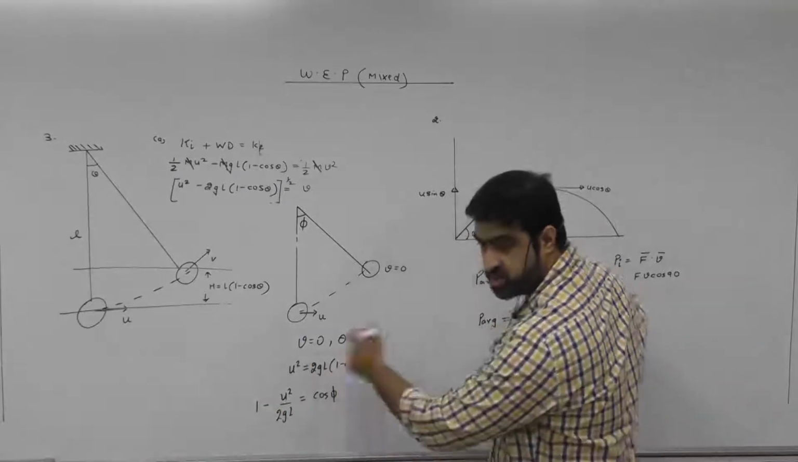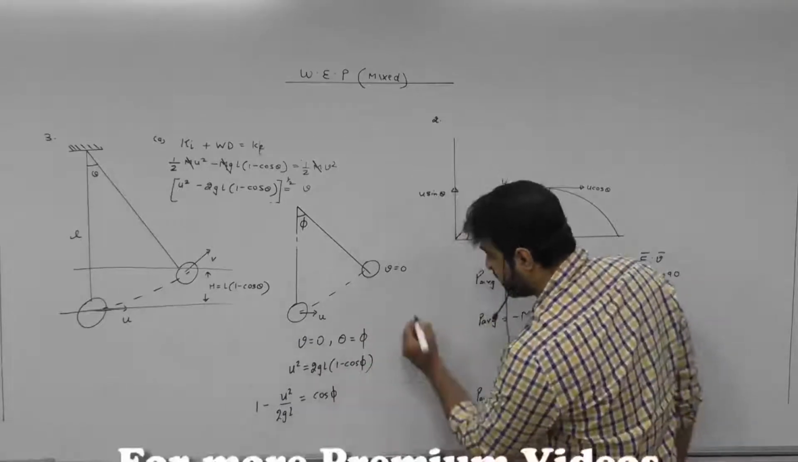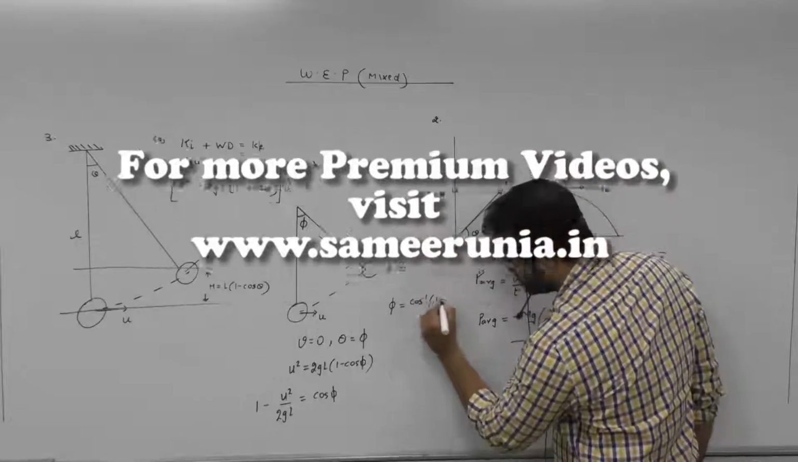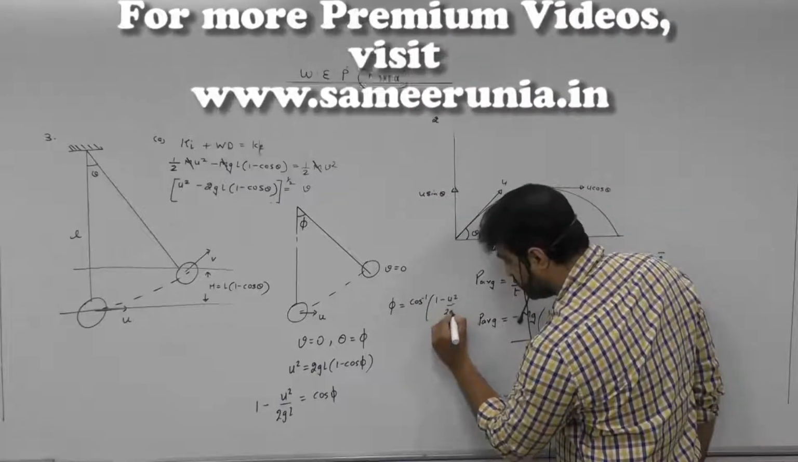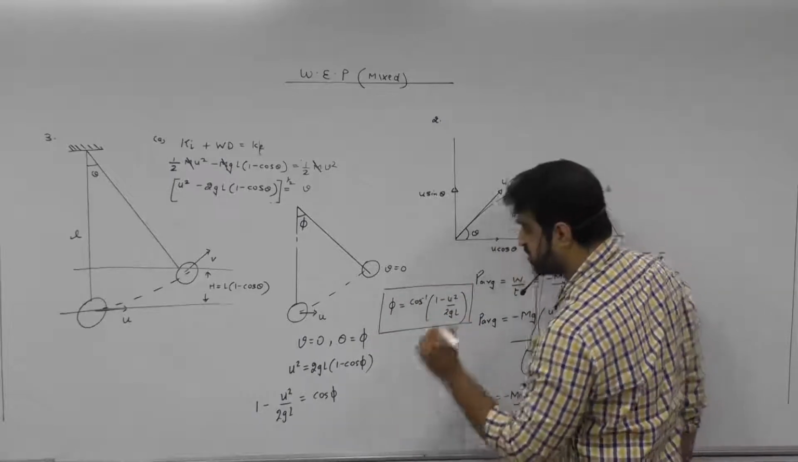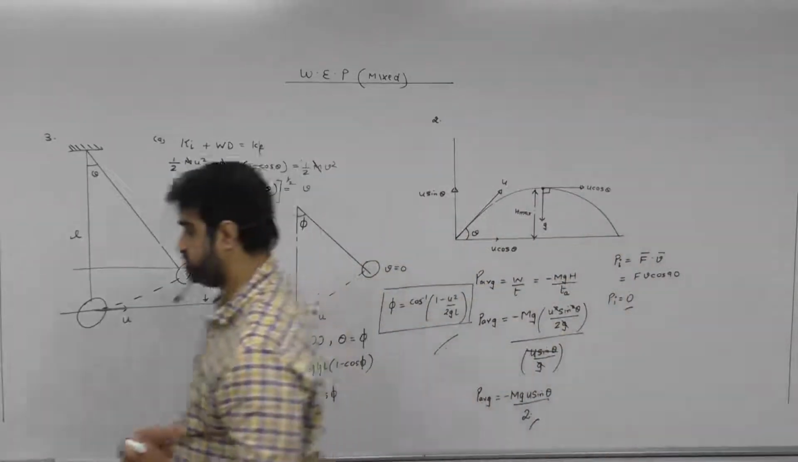Correct? This will be the same thing. So what will phi be equal to? Cos inverse of 1 minus u square by 2gl, or you can take the LCM also and get the answer. Got it? Come on, start.